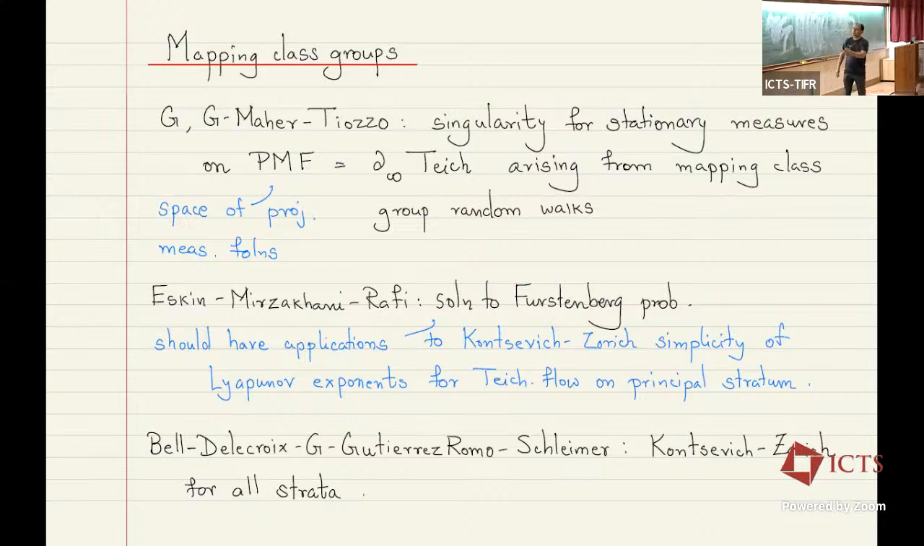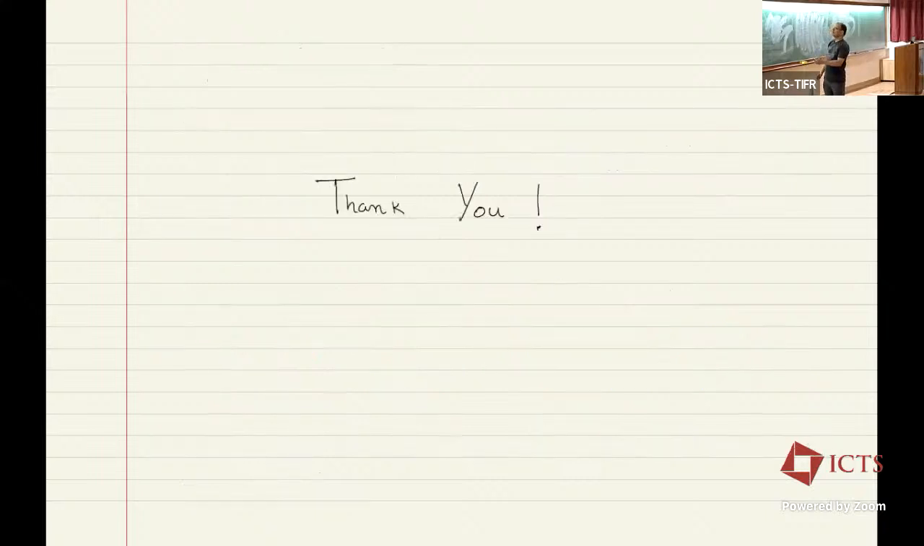And recently, Eskin, Mirzakhani, Rafi have given the solution to the Furstenberg problem, which is to create a random walk on the mapping class group that will give you an absolutely continuous measure at infinity. And this kind of result should have applications for a certain problem involving Lyapunov exponents for a certain cocycle built over the Teichmuller flow. But we can do this for all strata by different methods anyway. So yeah, perfect time to stop.